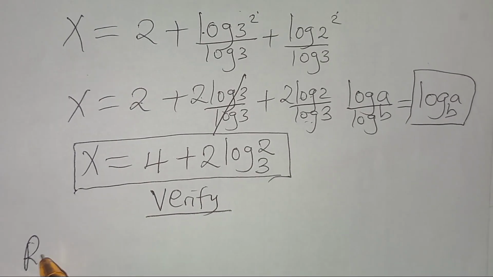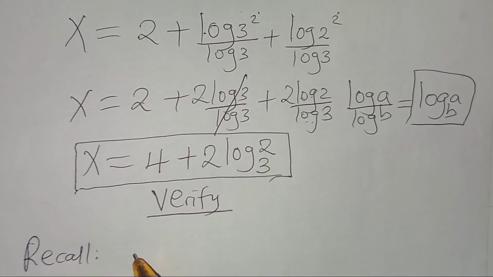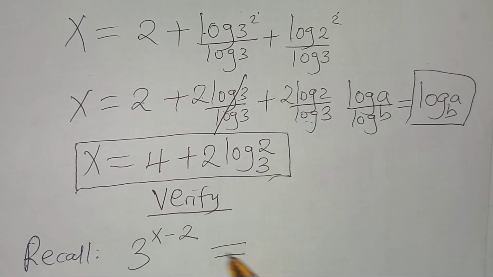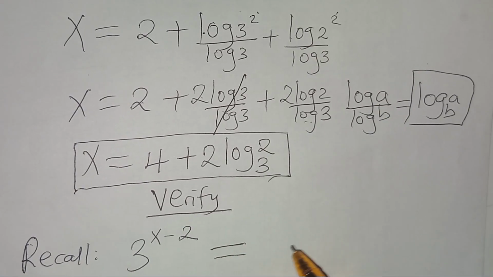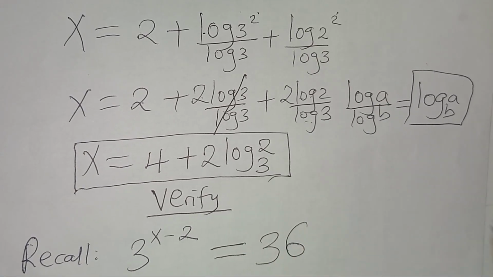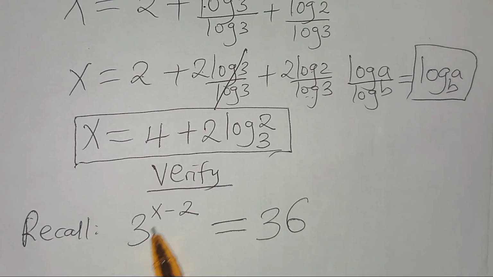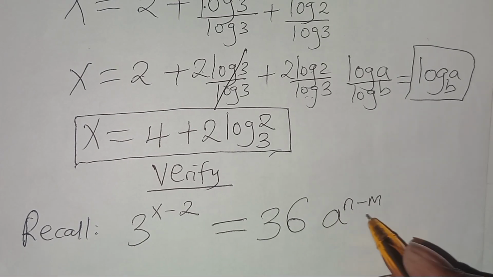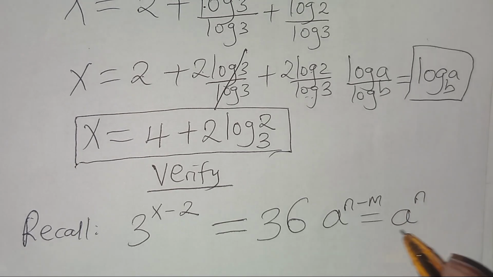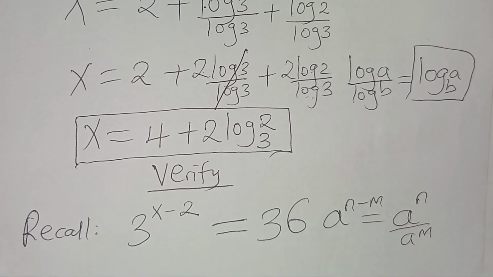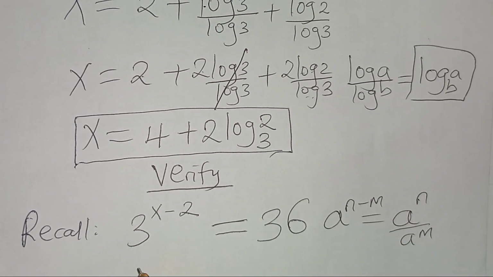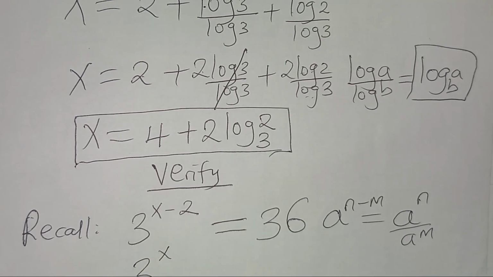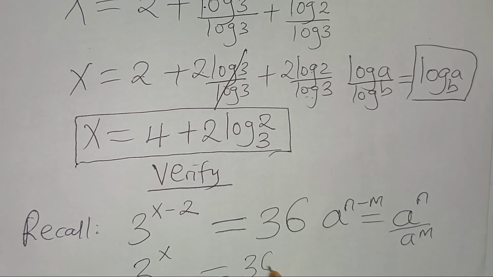Now, if you recall, we had that 3 to the power x minus 2 should give us a value of 36. Now we find that 3 to the power x minus 2 is in the form of a to the power n minus m, which we can express as a to the power n divided by a to the power m. Applying this property, this is the same thing as 3 to the power x divided by 3 squared. This should give us a value of 36.